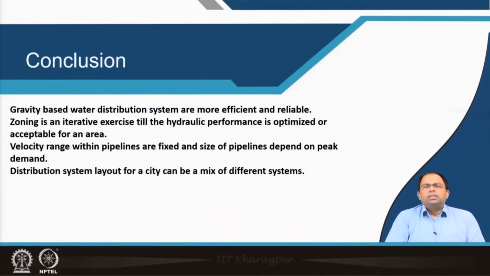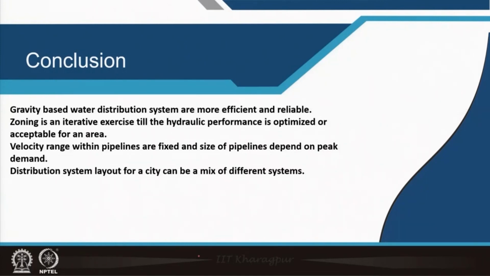To conclude this lecture, we can say that gravity based water distribution systems are more efficient and reliable, and when possible we should go for a gravity based system. Zoning is an iterative exercise till the hydraulic performance is optimized or acceptable for an area. Then the velocity range within pipelines is fixed, and the size of pipelines depends on the peak demand. And finally, the distribution system layout for a city can be a mix of different systems. It does not need to be only one.